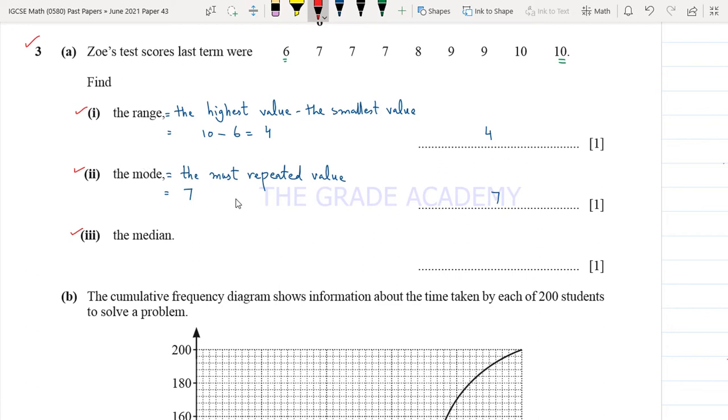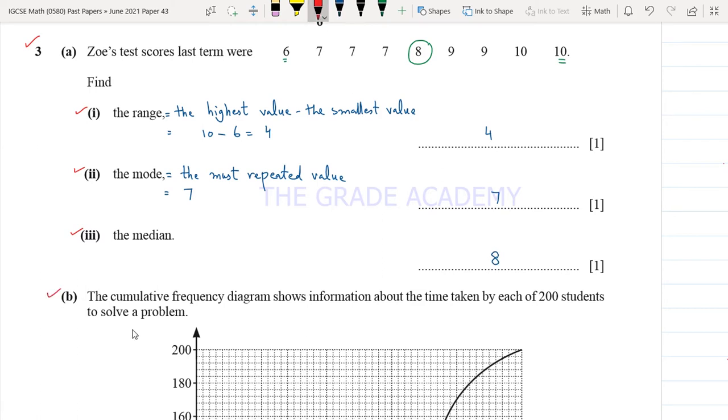So here, our data is already arranged. So what is the value that lies exactly at the middle of this data? From here, we can see that 8 is the value which lies exactly at the middle. So 4 values lie before it and 4 values lie after it. So 8 is the median of this data. So here the median is 8.